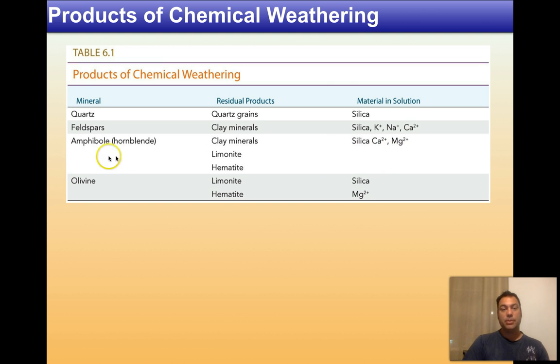So as a single mineral breaks up, it actually results in the formation, in this case, of 5 or 6 different chemical species that go into the environment. Neat stuff. Olivine, when it breaks down, it's a little bit more simplistic than amphibole. It just forms limonite, hematite, silica, and puts a magnesium ion into the water. Neat stuff.